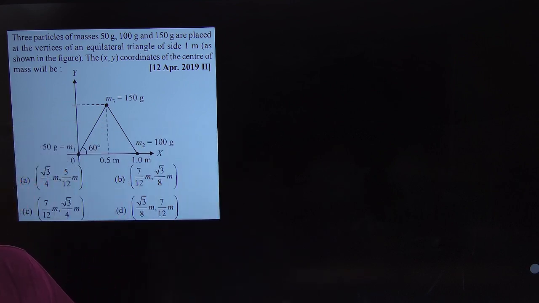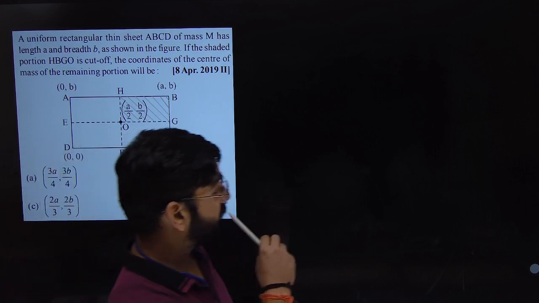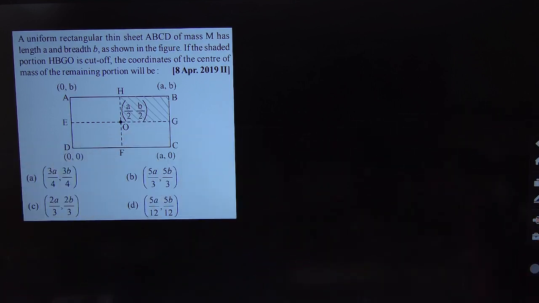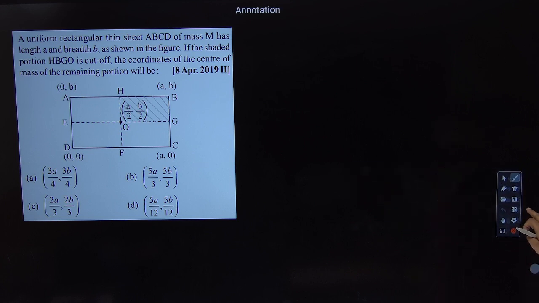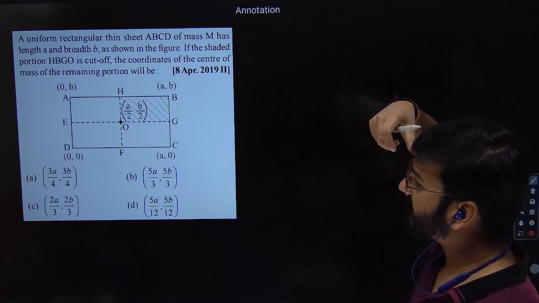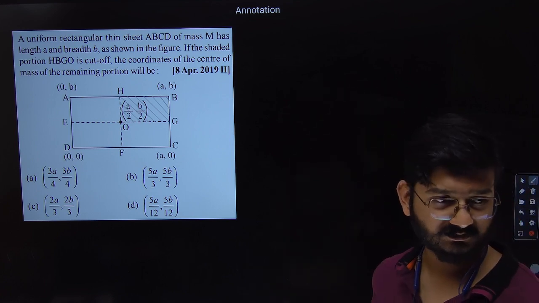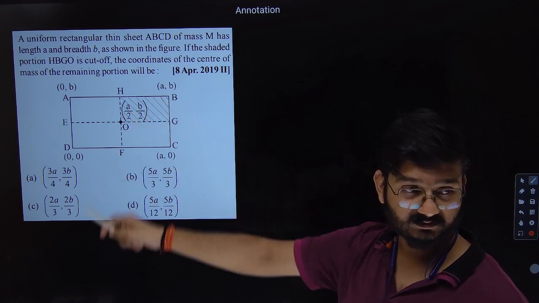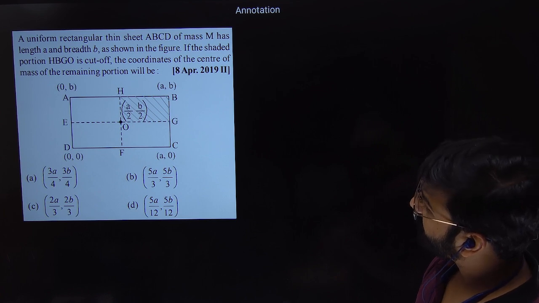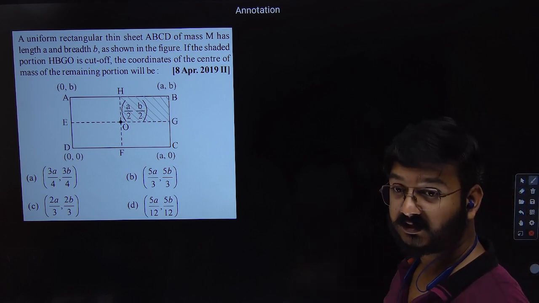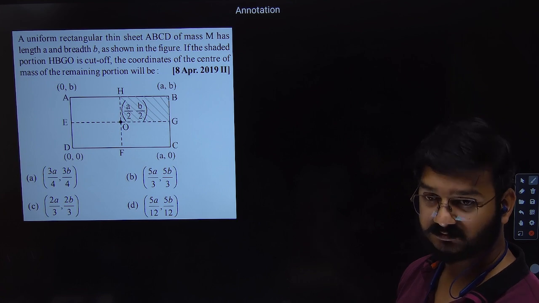Copy the question, so do solve it. We'll discuss the answer in the next class. All of you copied the figure, na? Next question. All of you draw the figure. You can see here that particular part is removed. This shaded part is removed. They're asking what is the coordinate of the center of mass of the remaining portion.